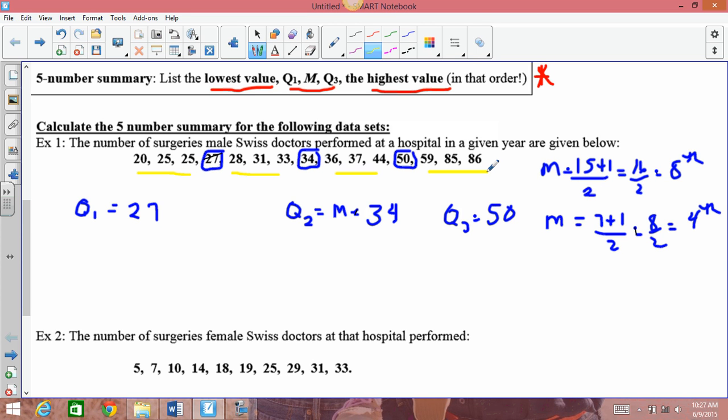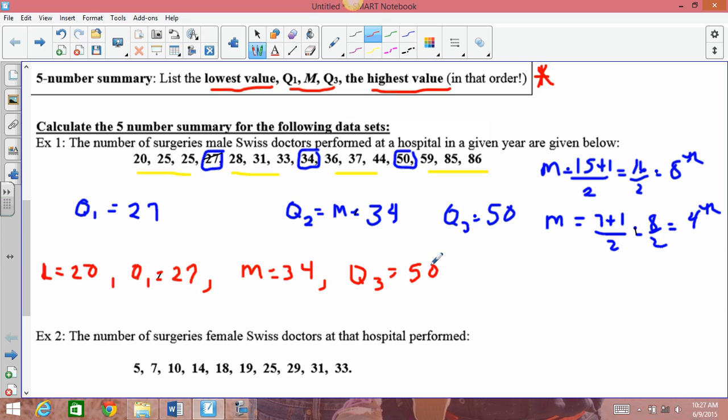So the 5-number summary would be this. The lowest data point is 20. Q1 is 27. The median is 34. Q3 is 50. And then the highest is 86. Okay.